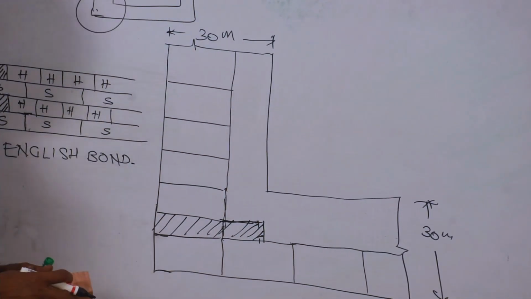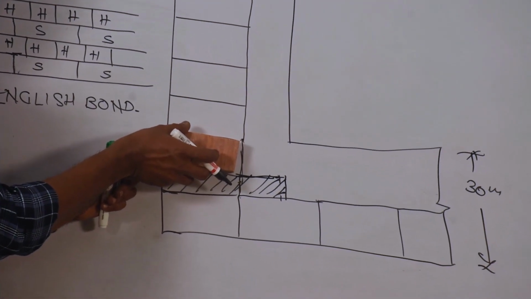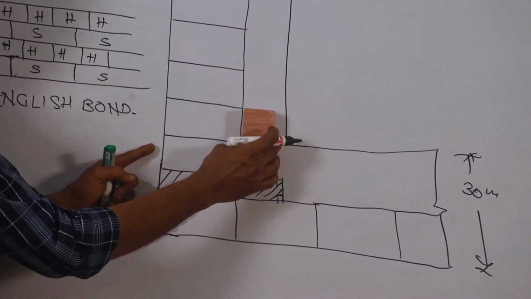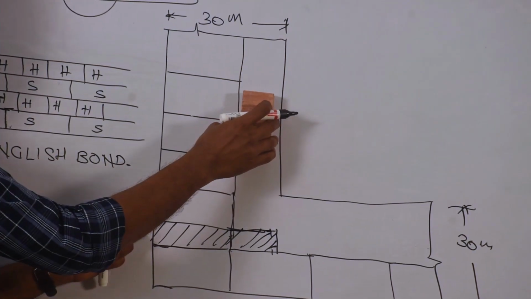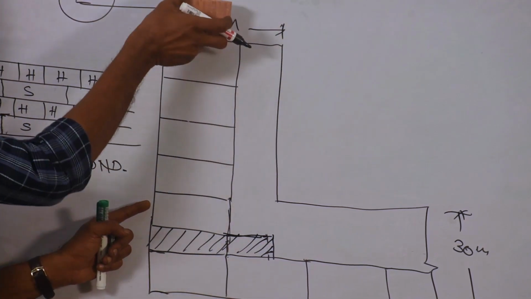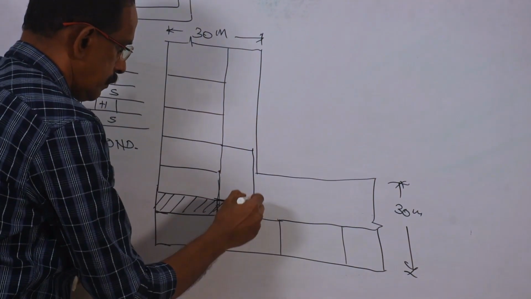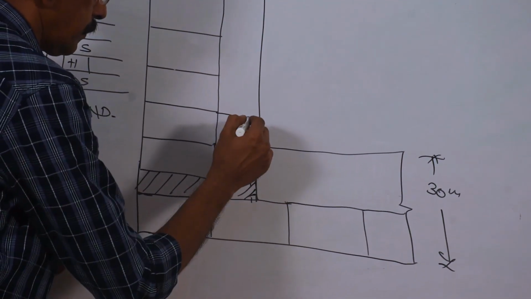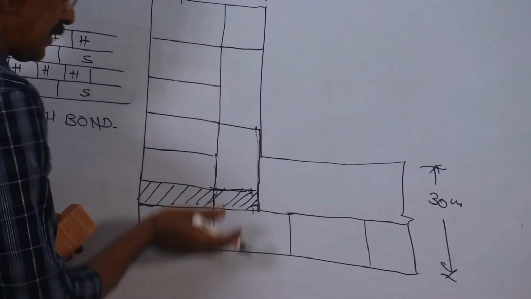Now the remaining arrangement is very easy. You see, already two bricks are like this. So how to make it 30? Keep one brick like this. Two bricks like this, keep one brick like this. Two bricks like this, keep one brick like this. That's all. Okay, that side is over.